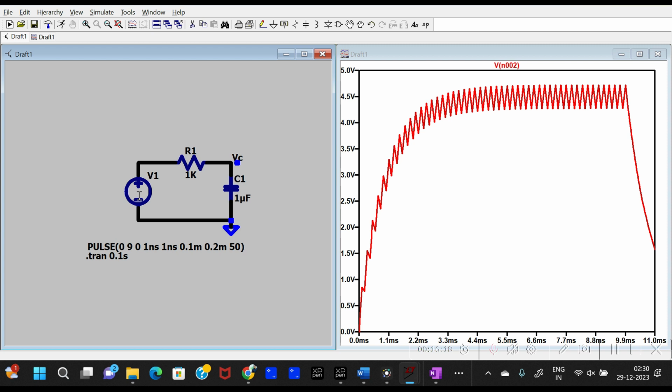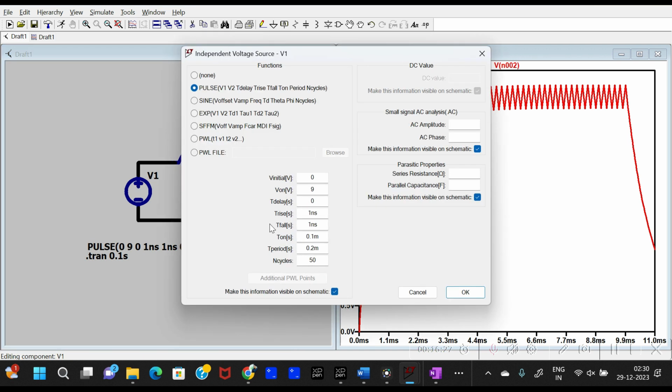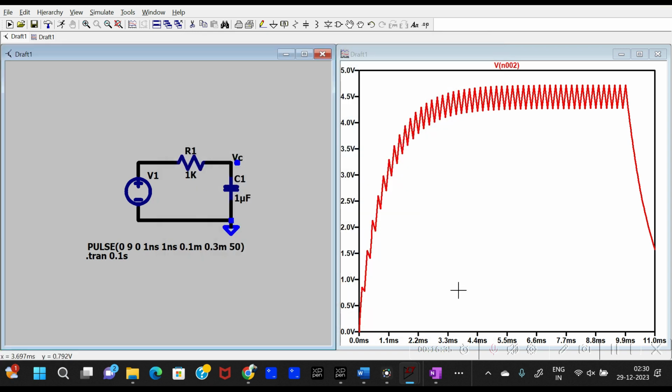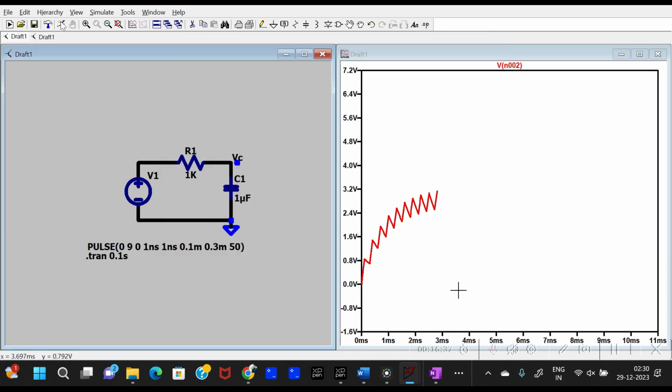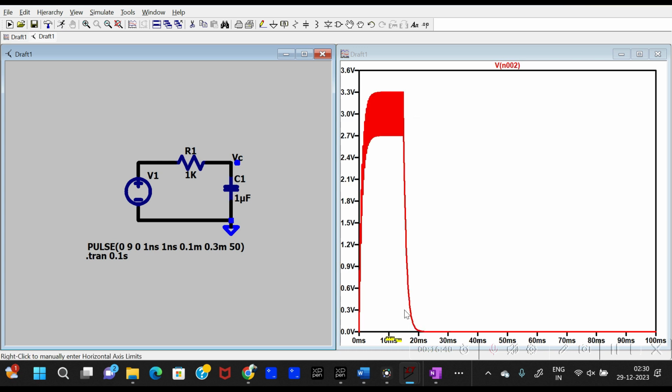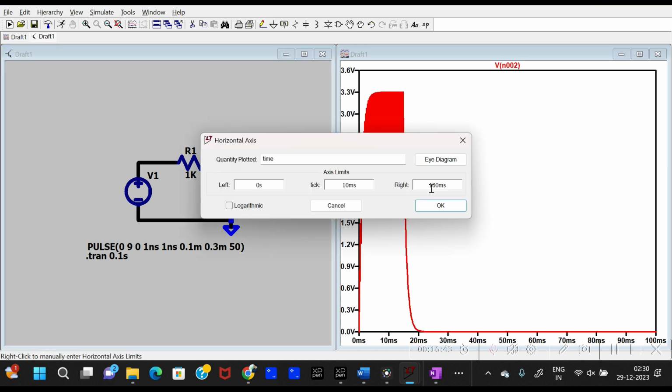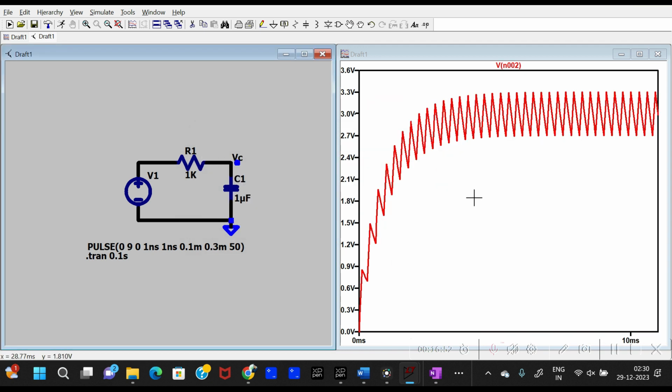So let's now go back to the pulse here and try to change this 0.2 to 0.3. If you change it to 0.3, click OK and run. We get some value something like this. Let's change the axis to analyze it in a better way. So make it 11 milliseconds. So here you can see the settled value is somewhere near 3 volts.